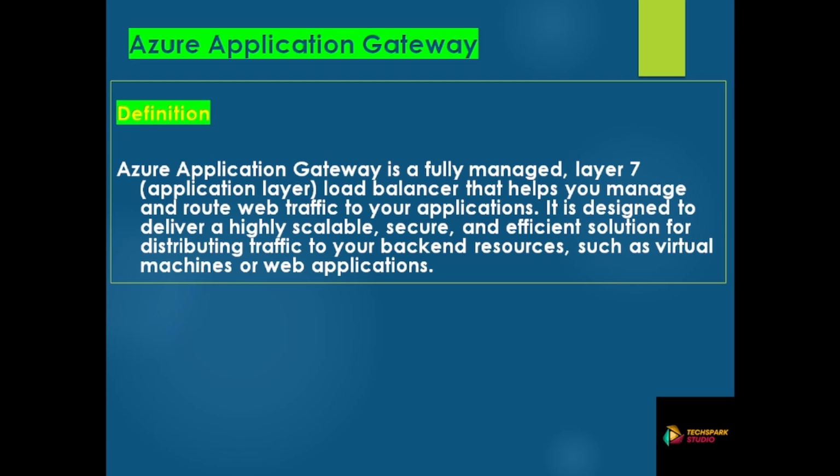Before we start, let's quickly understand what an application gateway is. Definition: application gateway is a fully managed service. It is a layer 7 load balancer which helps us manage and route web traffic to your application. It is designed to deliver a highly scalable, secure and efficient solution for distributing network traffic to your backend resources, such as virtual machines, app services, and so on. So let's quickly start with the demo.